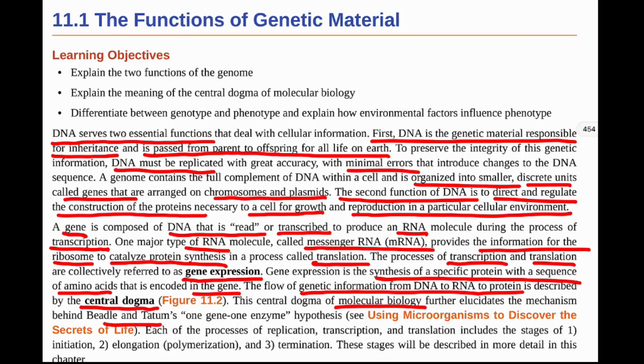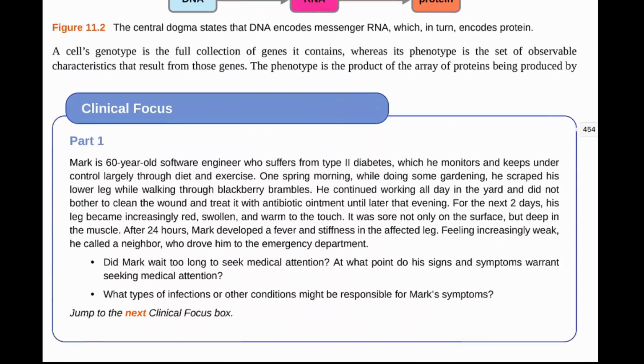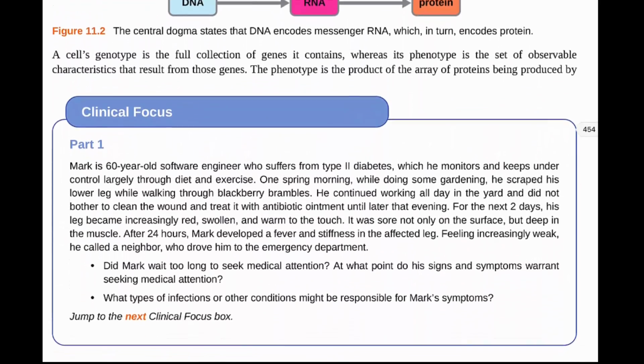So each of the processes of replication, transcription, and translation includes these stages, and we'll be talking about them in more detail. So first, we have initiation, then we have elongation, also known as polymerization, and then termination. And we're going to take a look at these 3 stages, and we'll see some differences between eukaryotic organisms and prokaryotic organisms. So down here we just have kind of an illustration of that.